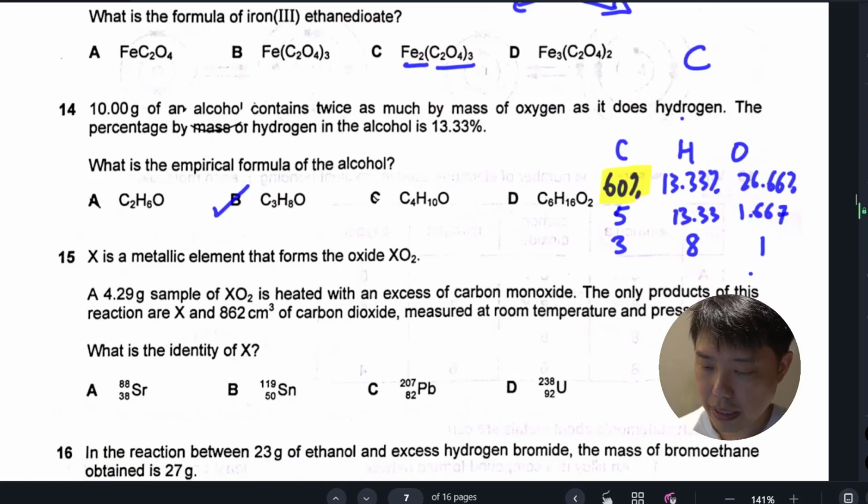That's about 40%. Carbon, you get 60%. Okay, so just take that percentage by mass, divide by the Ar of the elements respectively, and then you will get 5, 13.33, 1.67. After this, you will just divide by the lowest number, which is 1.667, and you will get your empirical formula ratio, which is 3:8:1. The only answer that tallies with this is option B.